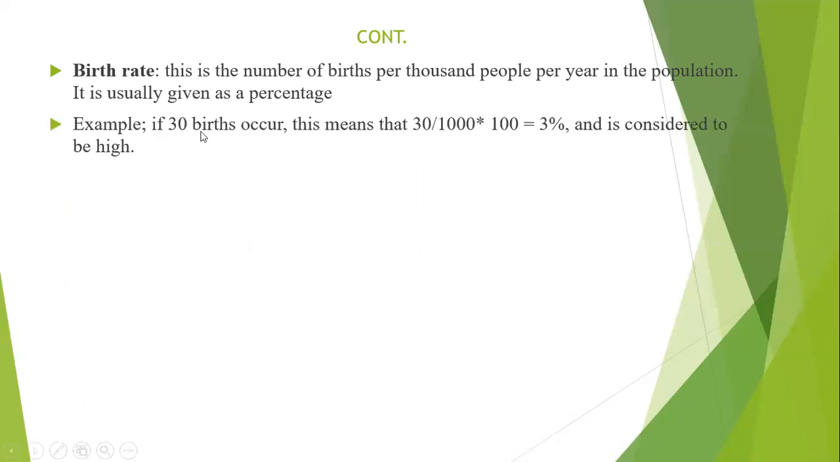So, for example, if 30 births occur, this means 30 over 1,000 people multiplied by 100, which is the total percentage, then you're going to have 3%, and that is considered to be very, very high. Now, this is the simple mathematics. So we have 30 over 1,000. This 30 is the number of births that occur in every 1,000 people. So all you need to do if you want to find the percentage here is to multiply that by 100, and you're going to have 3%.